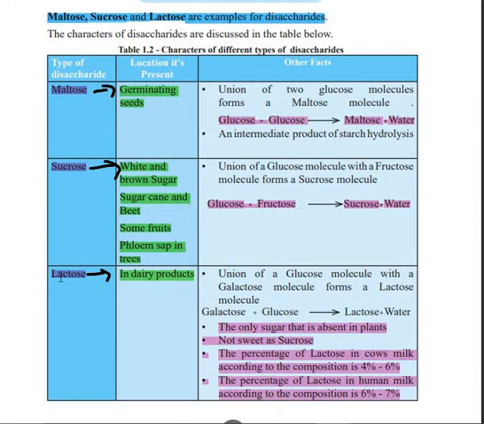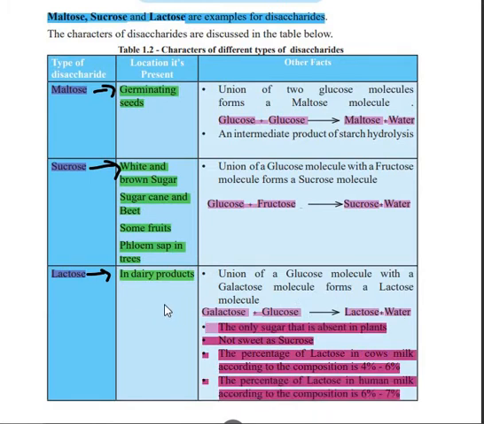Lactose is present in dairy products, that means milk-based products. The union of a glucose molecule with a galactose molecule forms a lactose molecule. Galactose plus glucose gives lactose plus water.